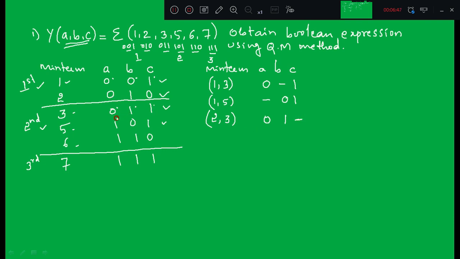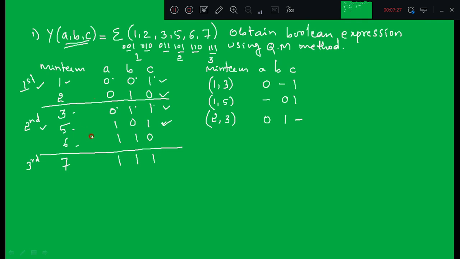Next, 2 and 3 are compared. Next, 2 and 5. Even though they have a tick mark, you need to compare each minterm with the remaining minterms in the next group, okay? 2 and 5. Here more than 1 bit is getting differed, so don't put a tick mark on this. All three are different, so I cannot compare and I cannot put a check mark beside 2 and 5, so I cannot write the 2 and 5 here.